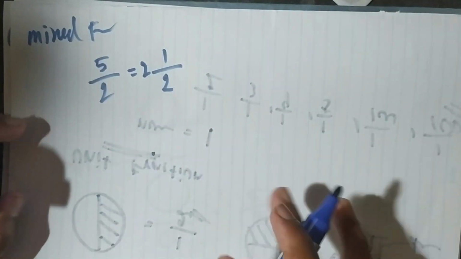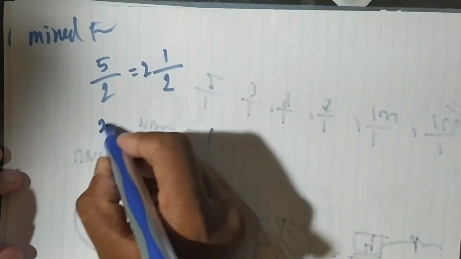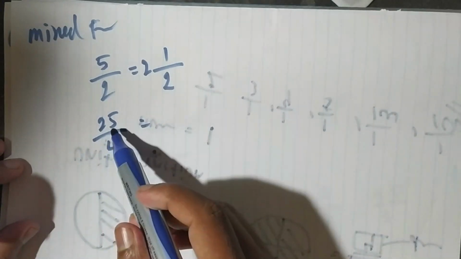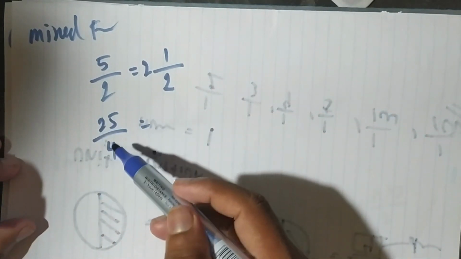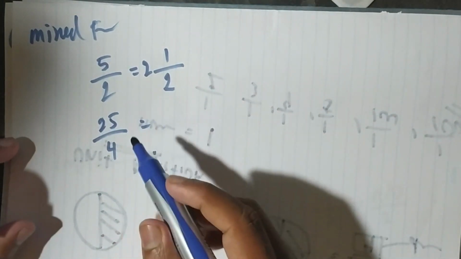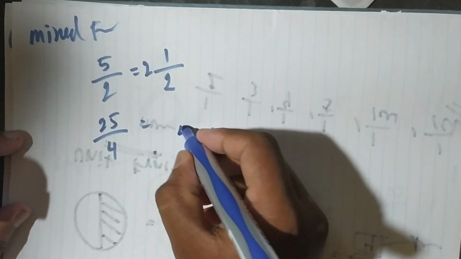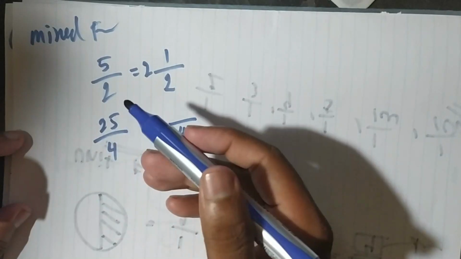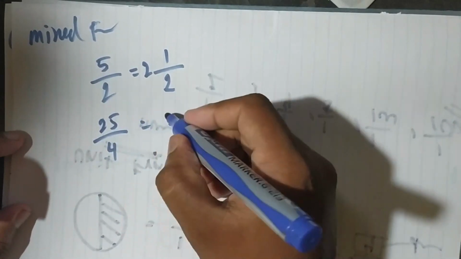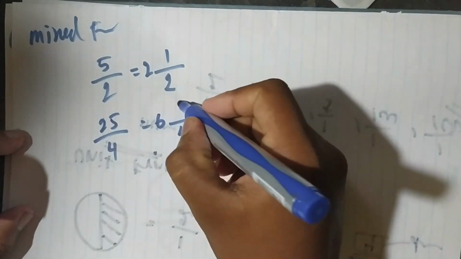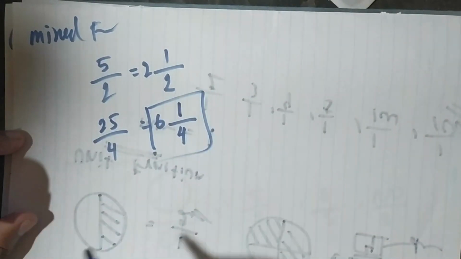I am coming to another example. Let's say 25/4. In this, the numerator is bigger than the denominator, so it's an improper fraction. I'm going to change this into a mixed fraction. The denominator won't change. In 25, how many 4s are there? There are 6 fours. 6 times 4 is 24, and 1 is remaining. So this is what you call mixed fraction.